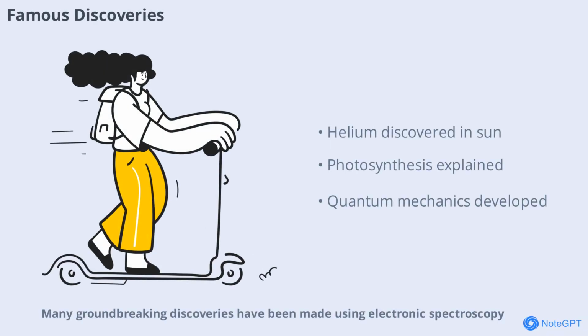Many groundbreaking discoveries have been made using electronic spectroscopy. For example, the identification of helium in the sun, the understanding of photosynthesis, and the development of quantum mechanics all relied on spectroscopic techniques. These achievements underscore the profound impact of spectroscopy on science and society.